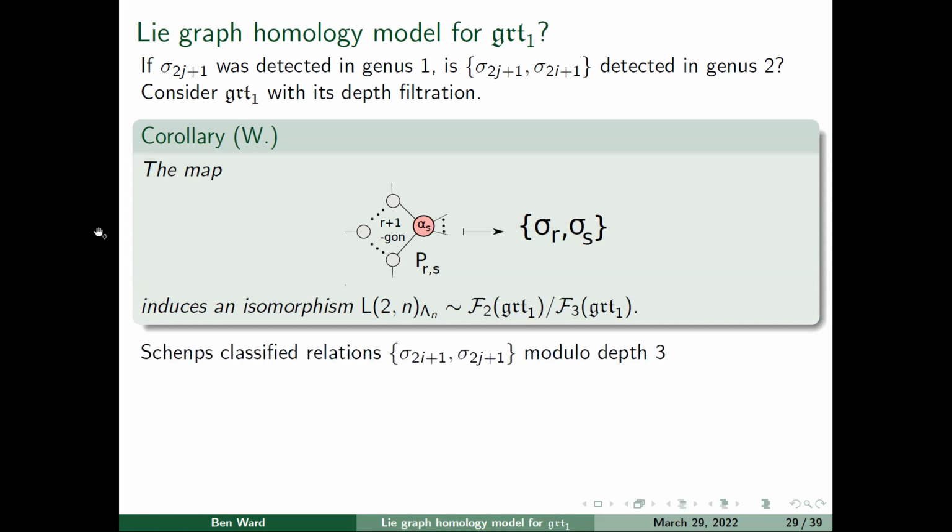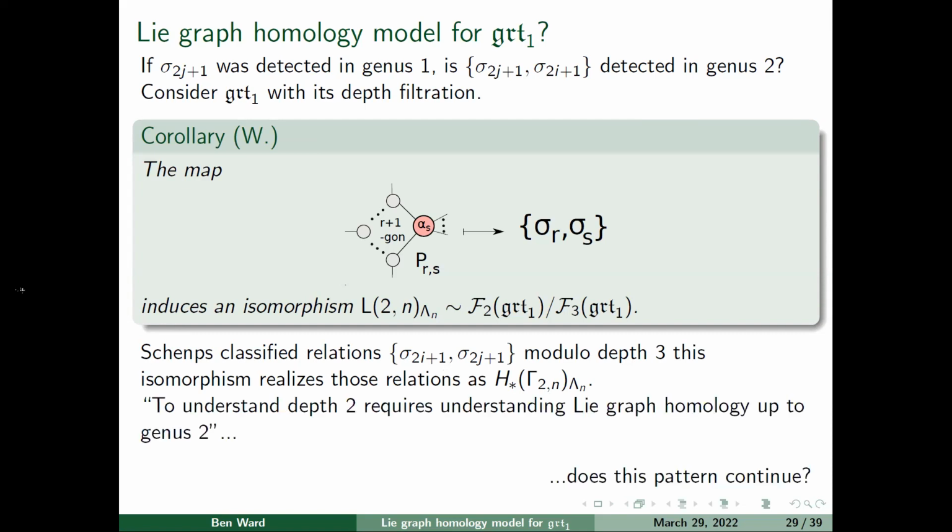And the reason for that is because we know the relations between bracketings modulo depth 3. Those are classified by Schneps and shown to also be in correspondence with modular cusp forms. Okay, so this isomorphism just realizes those relations as being homology classes in gamma 2n, anti-invariant. So the slogan here, I guess, is that to understand the depth 2 part, we had to understand Lie graph homology only up to genus 2.